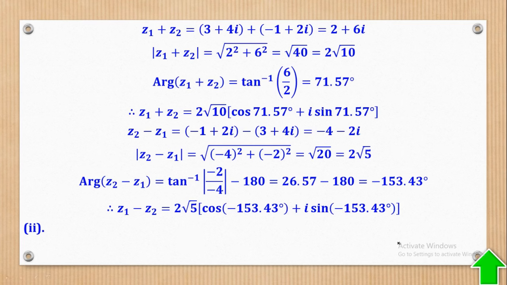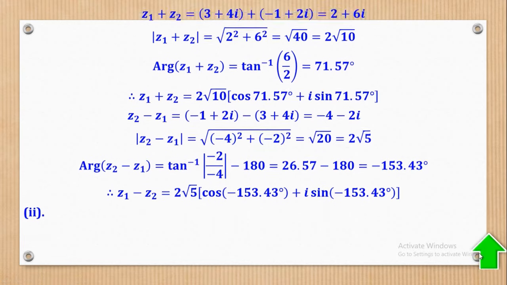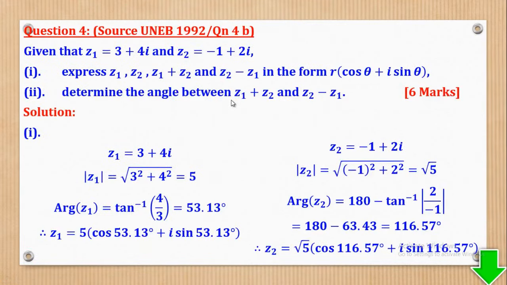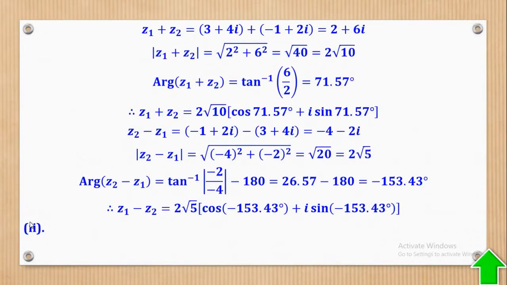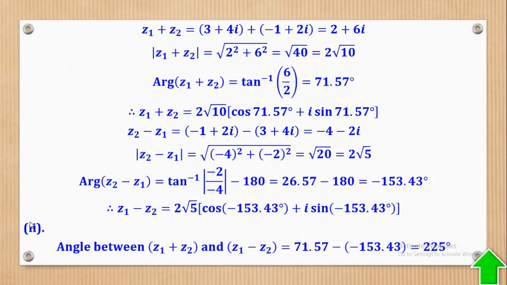Then for Roman 2, the angle between this and that. So here we have to just subtract the two angles and come up with this as the angle between them.